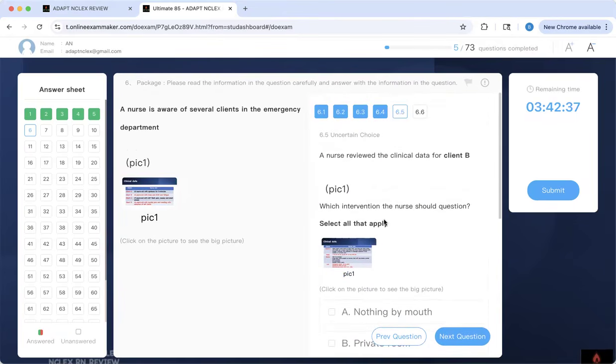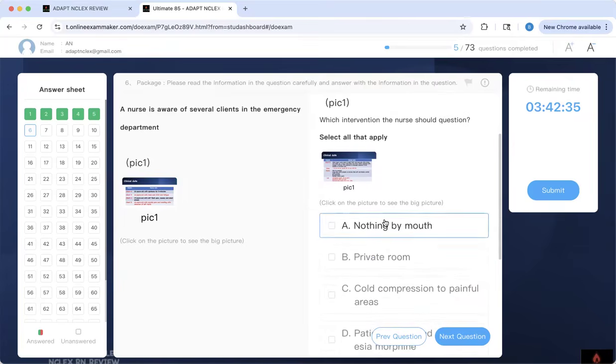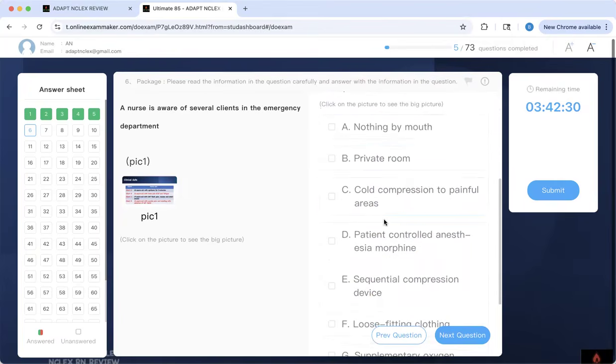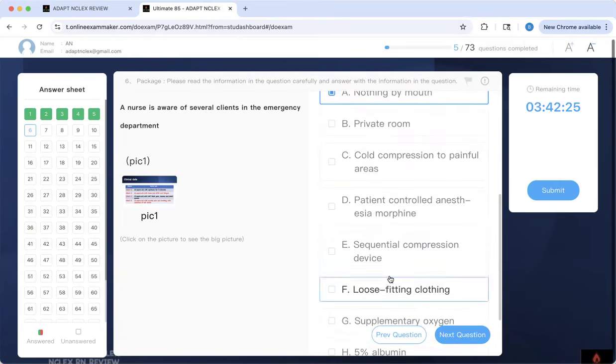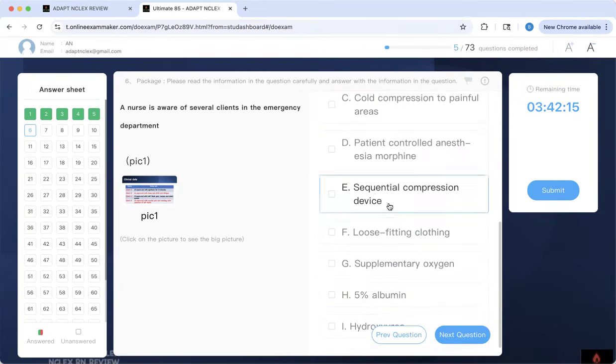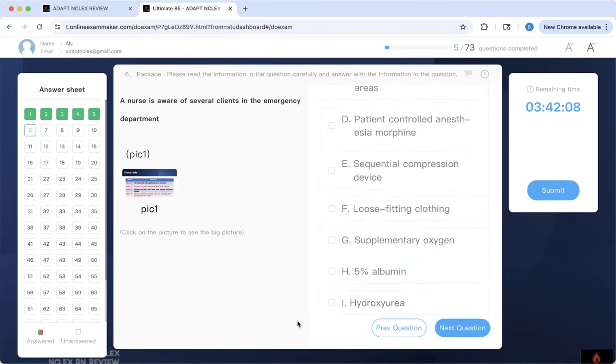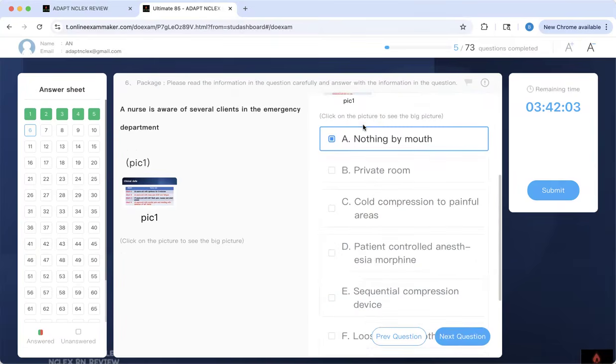Which intervention should the nurse question? Now I've got a question. If this is a sickle cell patient, which of these should I question? Nothing by mouth. We should let the patient eat. Now think about it. Private room. Does he need a private room? Cold compression to painful areas. Patient PCA for pain, morphine. SCDs. Loose-fitting clothing. Supplemental oxygen. 5% albumin and hydroxyurea. Which of these should we question? I can tell you, number one, you've got to question.